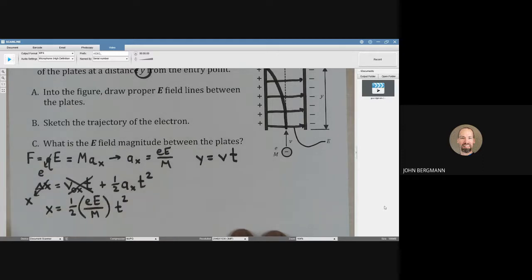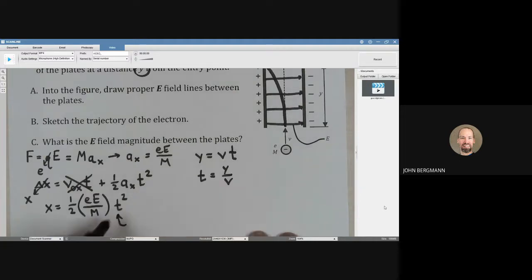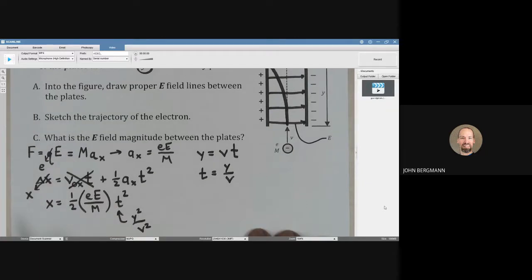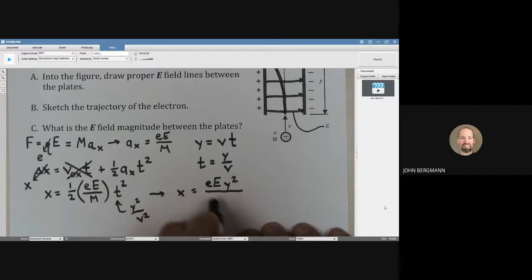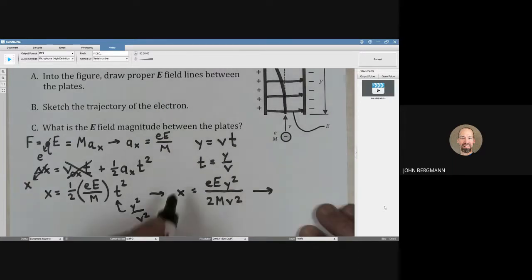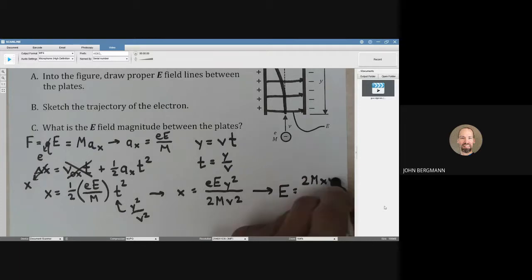Now, we don't know what t is, but we do know here in the y direction that t is what? y divided by v. If we put in y squared divided by v squared, what does that leave us with? That leaves us with x is equal to little e times big E times y squared divided by 2 m v squared. Let's check off what we know here. We know what x is, we know what little e is, we know what y is, we know v, we know m. This should do it. The electric field then should be found as 2 m x v squared divided by e y squared.